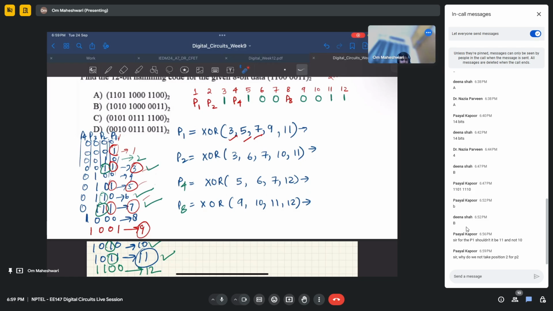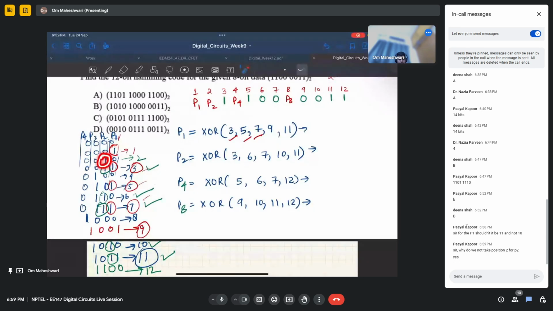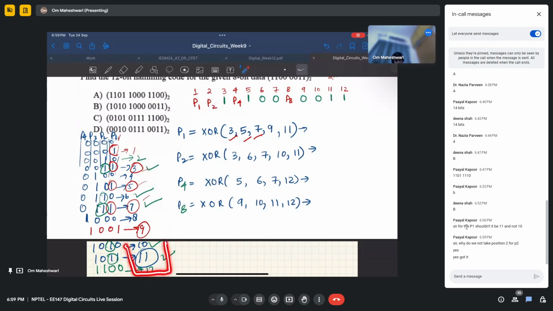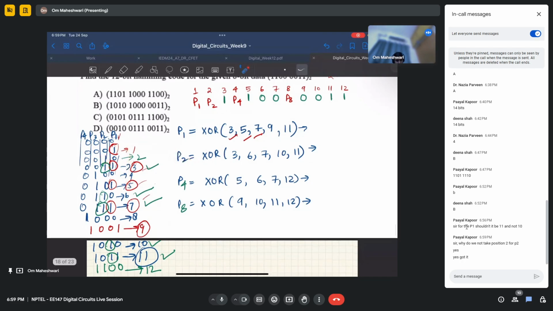I'll ask, sir, why do we not take position 2 for P2? So P2 itself is taking this place, right? That's why. Out of these 12, the second one is already occupied by P2. Similarly in P4, we have not taken 4, but 4 also has 1 in the third bit. Similarly in P8, 8 also has a 1 in the fourth bit, but that place itself is occupied by P8.